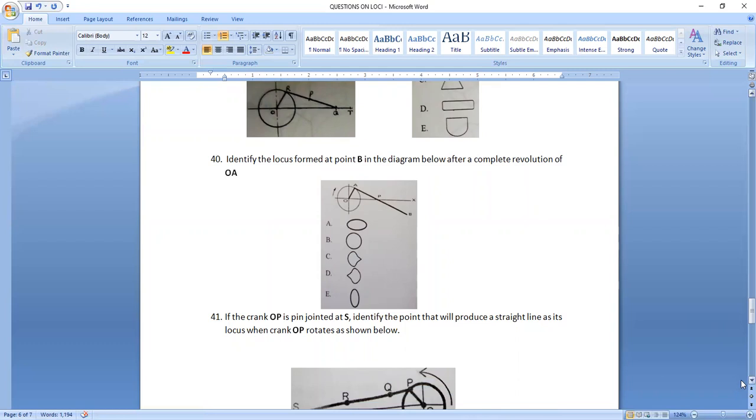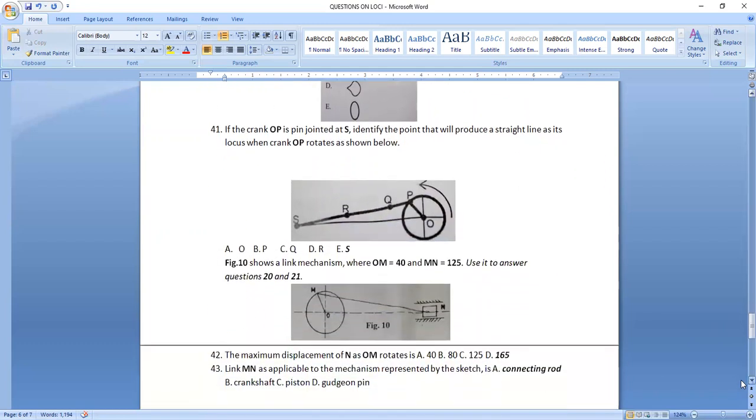And question 41 says that if the crank OP is pin jointed at S, identify the point that will produce a straight line as its locus when crank OP rotates as shown below. So the answer is point S will be the one that will give us a straight line. So this will give us just a curve like the one that I've shown above, and also likewise P. As for point S, the connecting rod will just be going straight. So point S will produce a straight line.